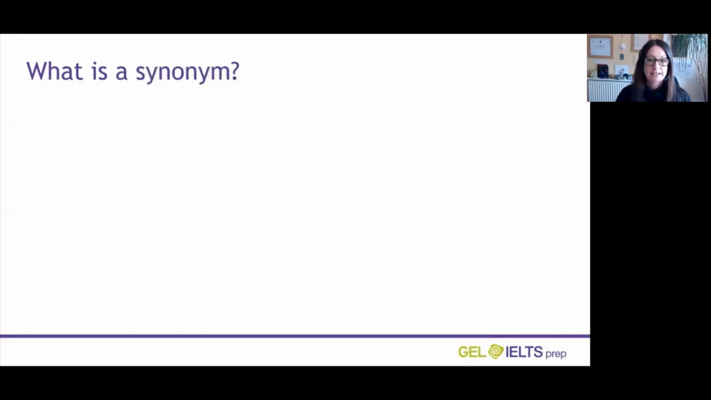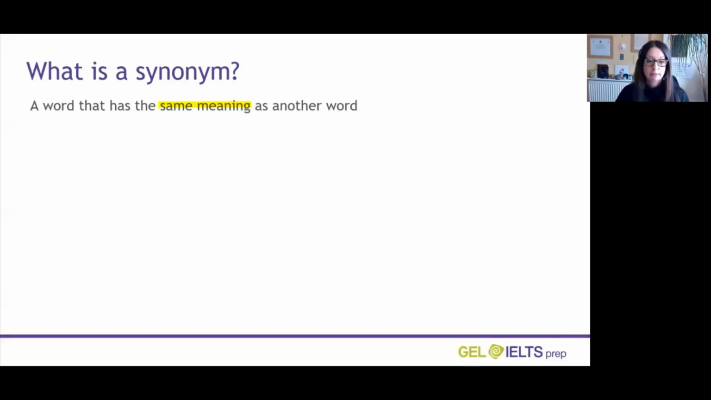So what is a synonym? A synonym is a word that has the same meaning as another word. So we can use it as an alternative to replace that other word in a sentence. This is an important skill. The examiner wants to see that you can be flexible with language, that you have a good level of language, and you can take whatever the words are given to you on your test paper and you can transform them into your own words.